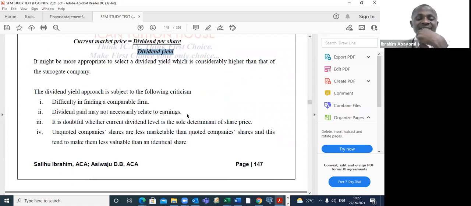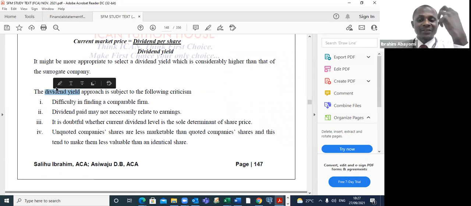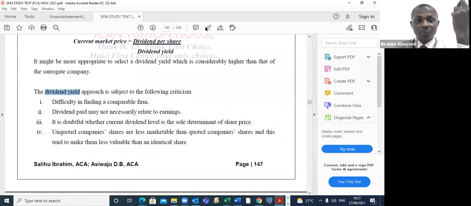The criticism of the dividend yield approach is the difficulty in finding a comparative firm, because you cannot get dividend yield from a company that is not quoted. So the best you can do is to get a quoted company and use its dividend yield, based on the fact that it is operating in the same industry as the company you are trying to value.